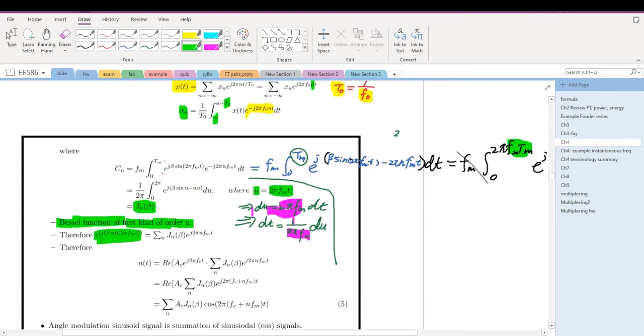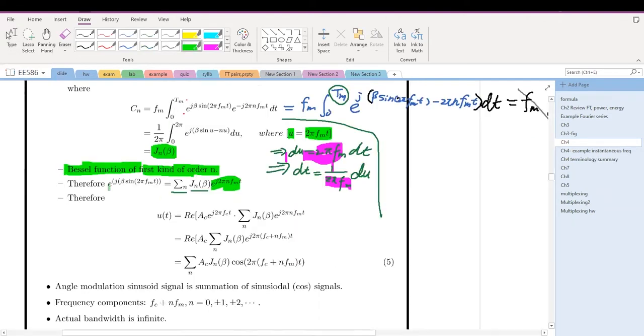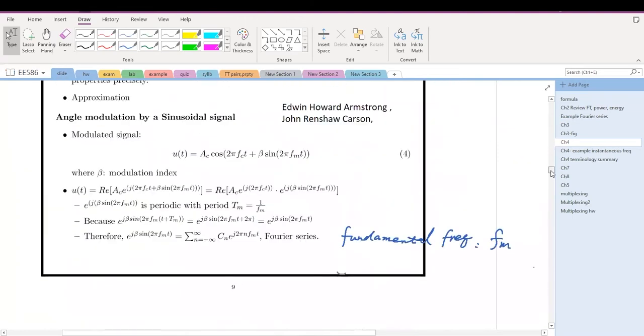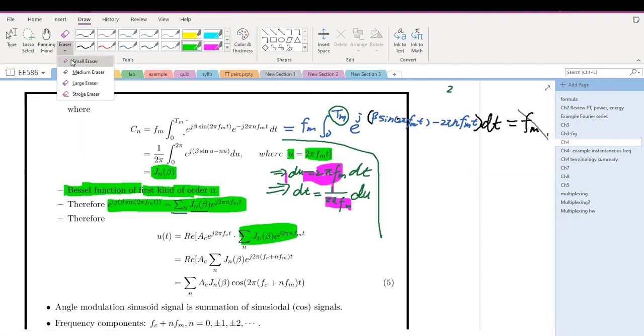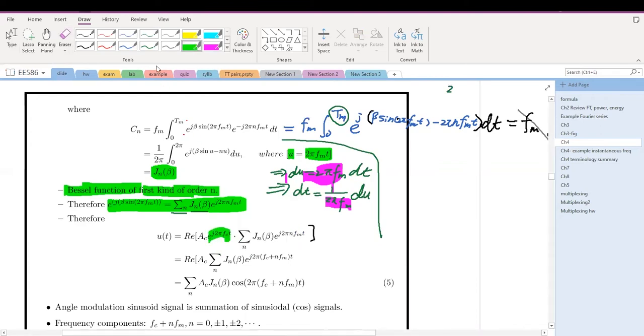This signal, e to the power j beta sine, can be written in Fourier series expansion form. The Fourier coefficient is J n of beta. Now we plug this term into the expression of u of t here, replacing this portion by the Fourier series expansion term. This is exactly what I did here. I have a bracket here, and now this summation is based on n. This is constant, not a function of n, so I can take this term into the summation.